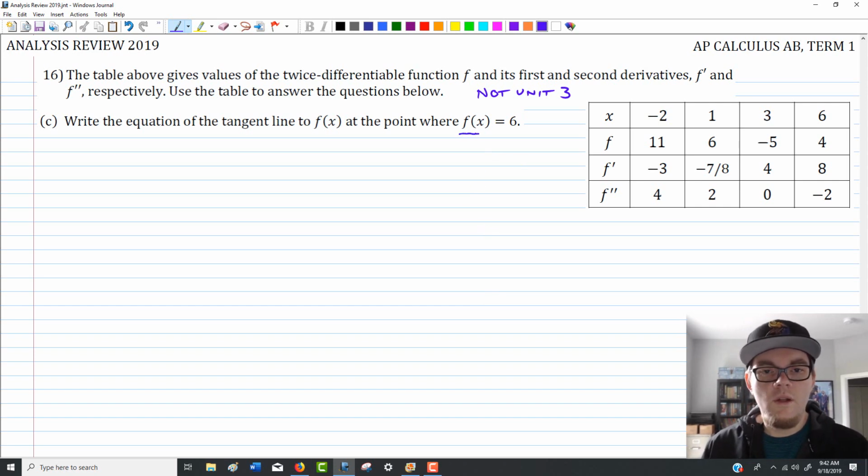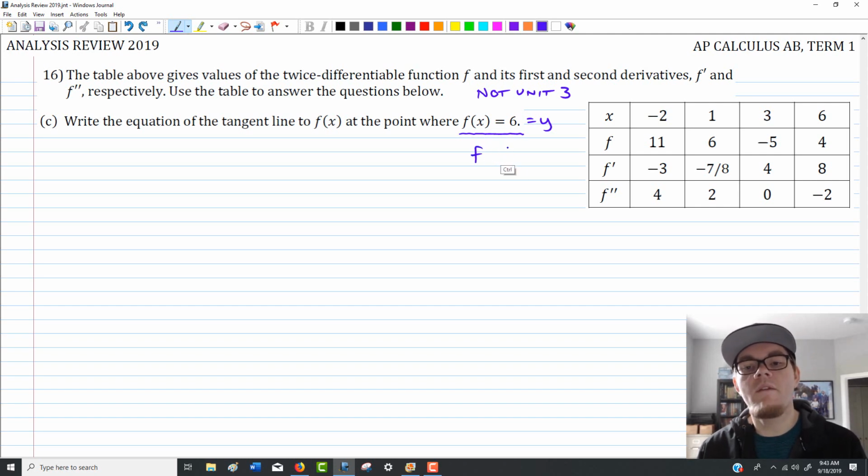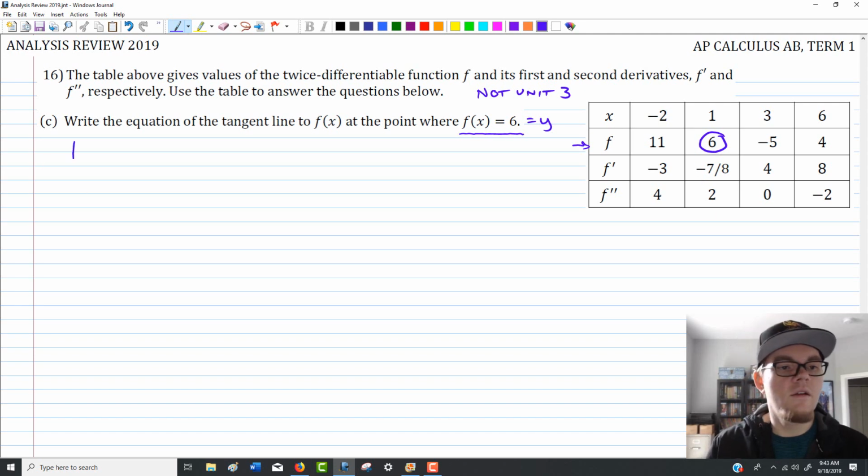So what this says is it wants to talk about the tangent line where f of x equals 6. In other words, that's where y equals 6. That's not saying find f of 6. It's very different. We're talking about where the y value equals 6. So this row, with all the f of x's, is where we're looking. So we have f of x equals 6. f of 1 equals 6 implies x equals 1.